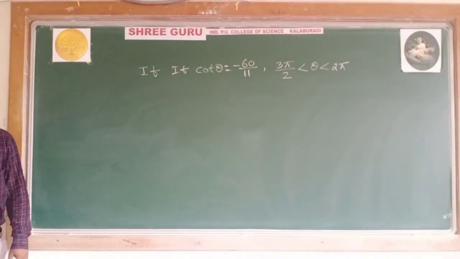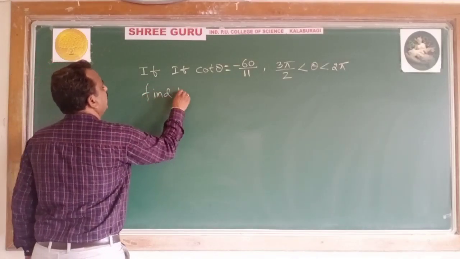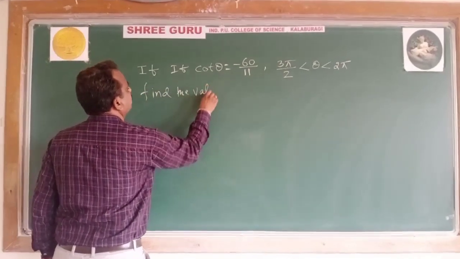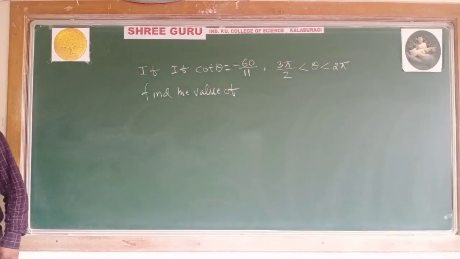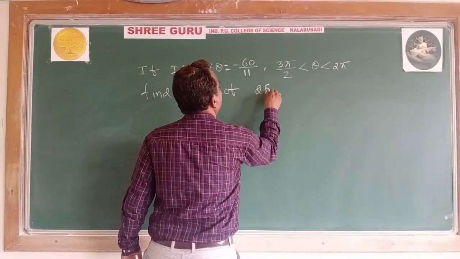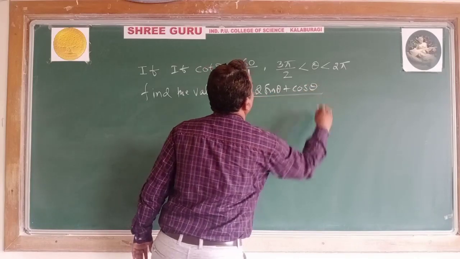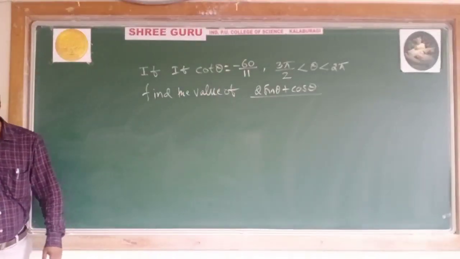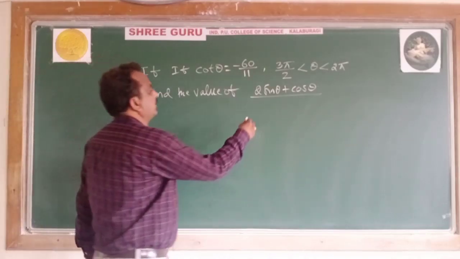Now see what you have to calculate. Find the value of 2 sin theta plus cos theta divided by cosecant theta minus cot theta.